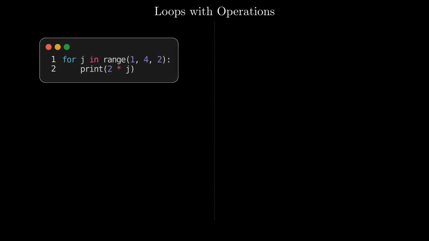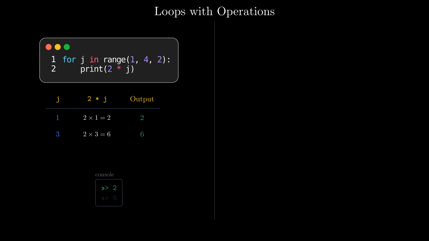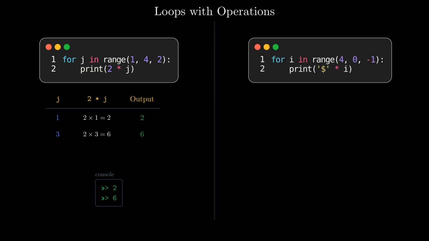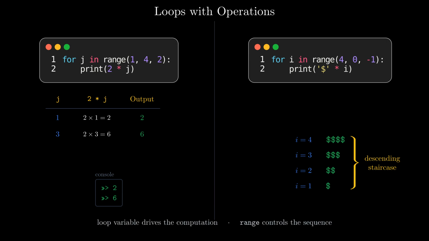Now let's use these ranges in loops with operations. First, for j in range 1, 4, 2, print 2 times j. J takes values 1 and 3. 2 times 1 is 2. 2 times 3 is 6. The output, 2, then 6. Second, for i in range 4, 0, negative 1, print the $ repeated i times. When i equals 4, $4 appear. i becomes 3, $3, then 2, then 1. The loop builds a descending staircase of $ signs, shrinking by 1 each line. The loop variable drives the computation and the range controls the sequence.